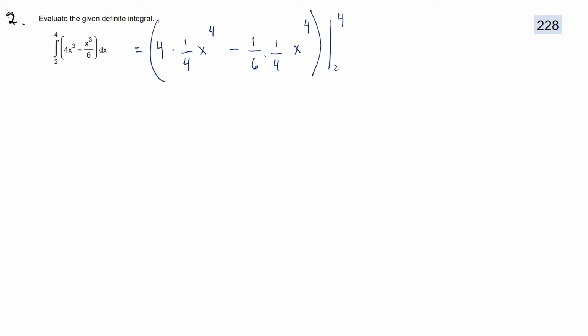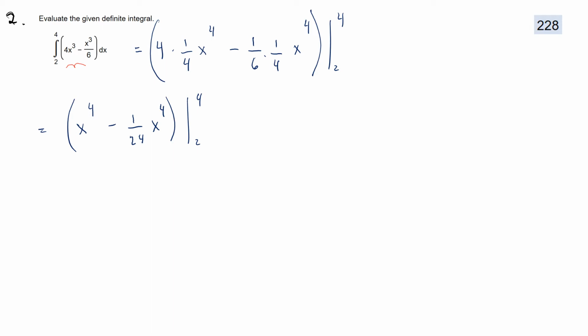Before I plug the limits in, the 2 and the 4, I'm going to clean this up. So the 4's cancel out, so it looks like we have x to the 4th minus 1 over 24 x to the 4th. And it turns out that these two terms are actually like terms. And if I had thought about it, we actually could have combined them at the very start. Look at that. 4x cubed minus x cubed over 6, those are like terms. We could have combined them at the start instead of integrating them independently.